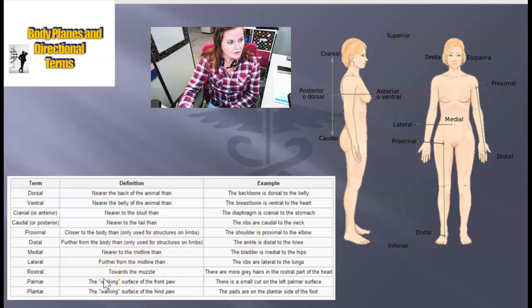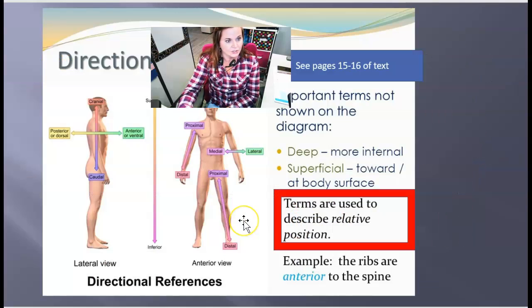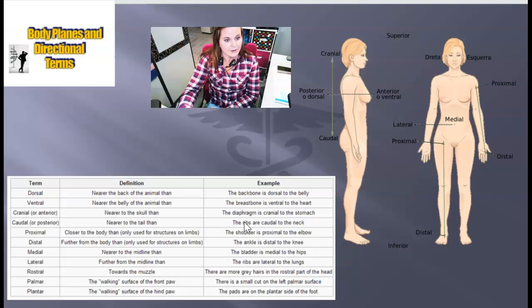Let's see here. The ankle is distal to the knee, so that's another example. The ankle is closer to your foot, and the knee is closer to your thigh. So the ankle is distal to the knee. Those are ways in which those terms are used. So just become more familiar with those terms. Those are directional terms. They allow us to describe relative positions, right?